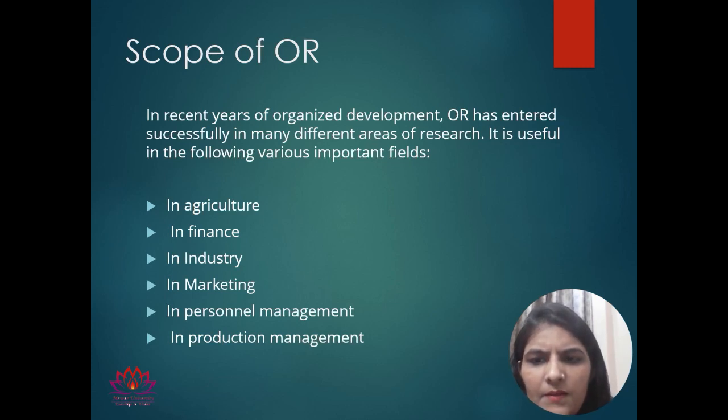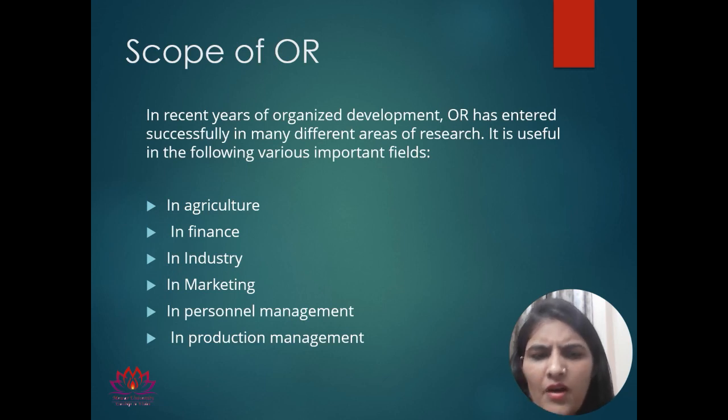How can it help us in personnel management? A personnel manager can utilize OR techniques to appoint the highly suitable person on minimum salary, to know the best age of retirement for the employees, and to find out the number of persons to be appointed on a full-time basis when the workload is seasonal. And how does OR help us in production management?